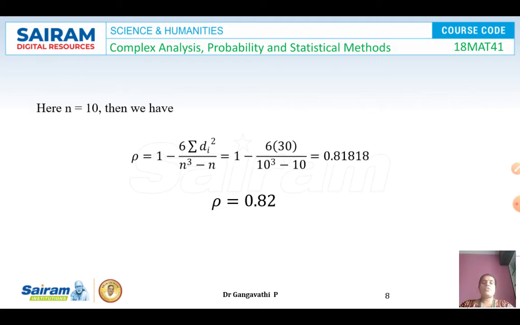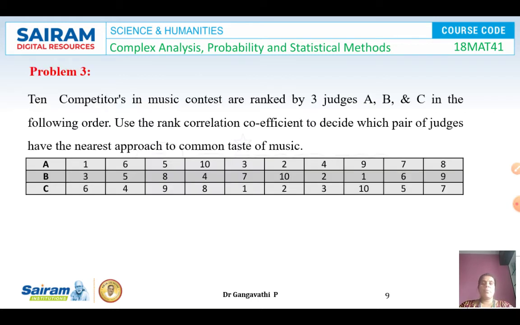So now let us substitute these things in the formula. The formula is rho is equal to 1 minus 6 summation di square by n cube minus n, where n value is 10. Substituting all the values which we have obtained, the rho value is 0.81818, and on rounding it off, rho is equal to 0.82. So this is how the rank correlation needs to be found when just tabulated values have been given. In the earlier problem, ranks were given. So try to understand the difference between both the problems.